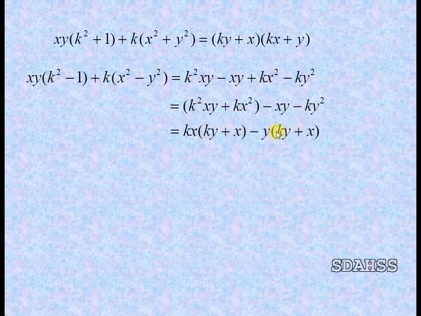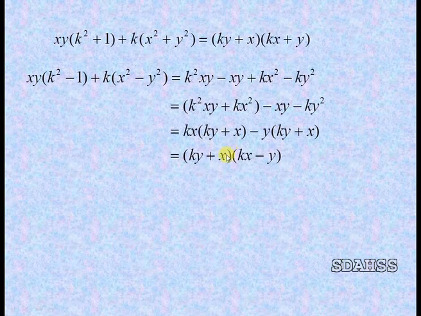Now ky plus x is the common factor. So take it outside: ky plus x into kx minus y.